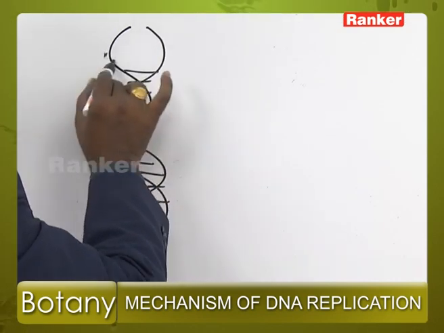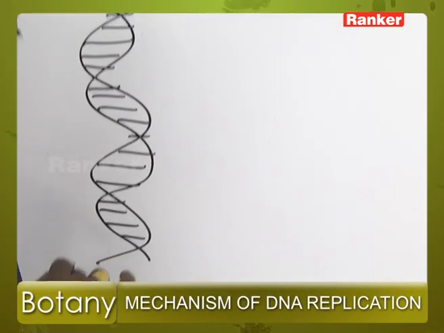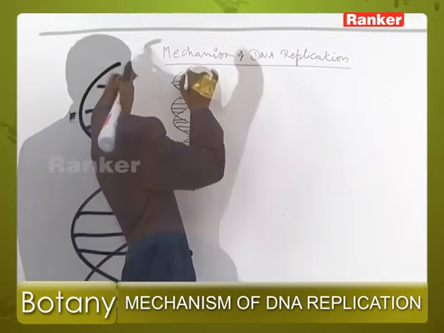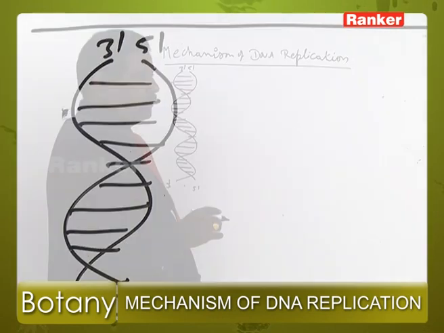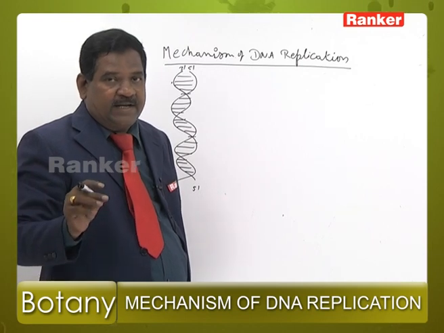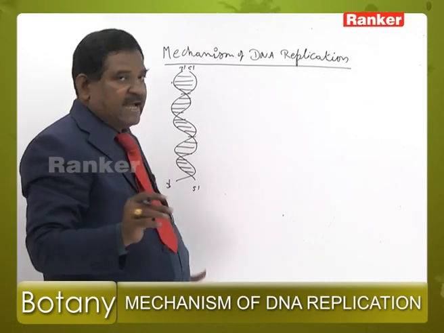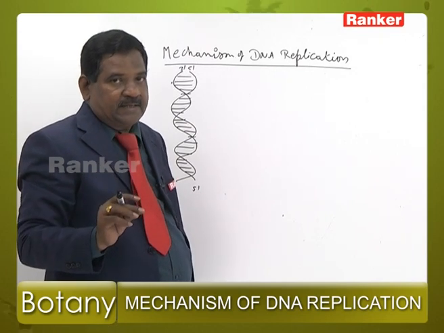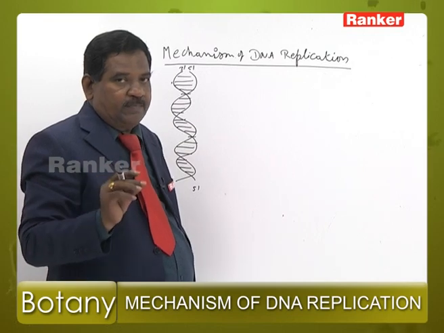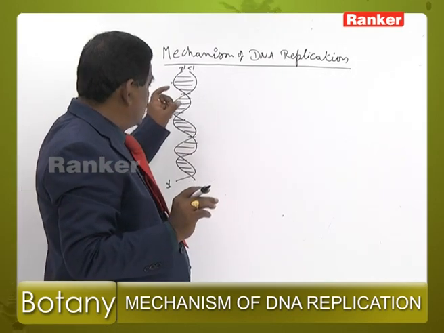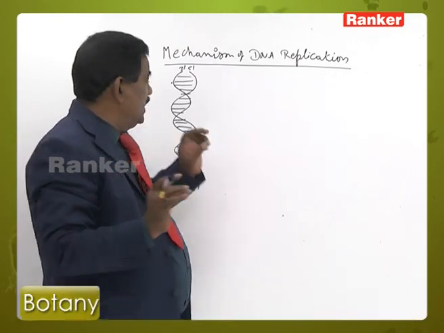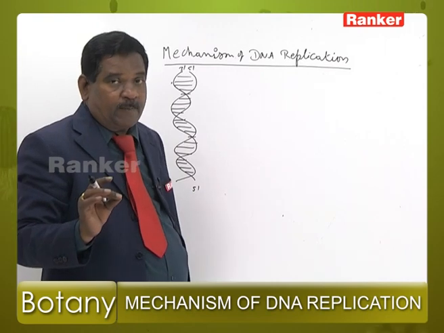DNA is a long macromolecule. During replication, both strands act as template. Both strands are involved in the formation of the new DNA molecule. These two strands do not separate all at once. Only in some region do the two strands separate.